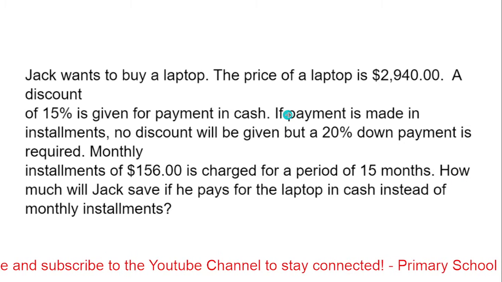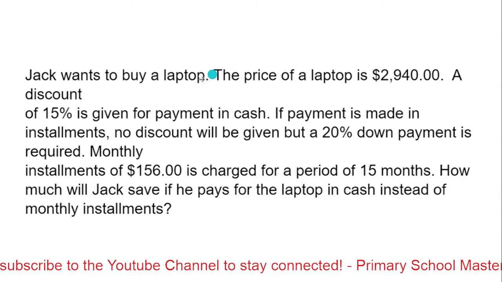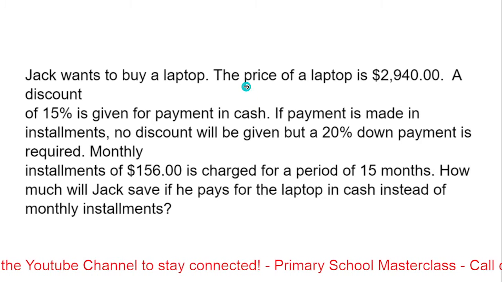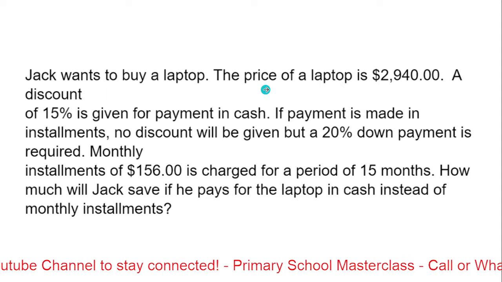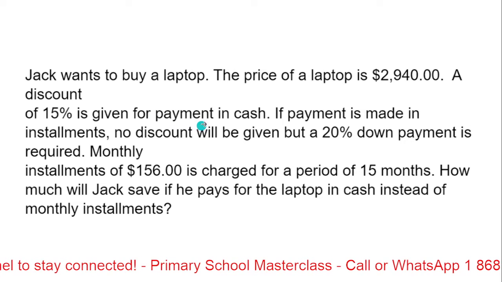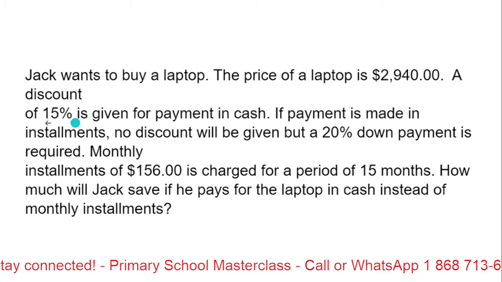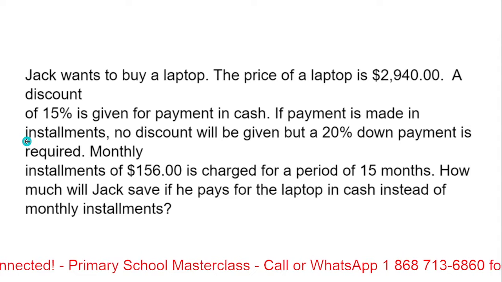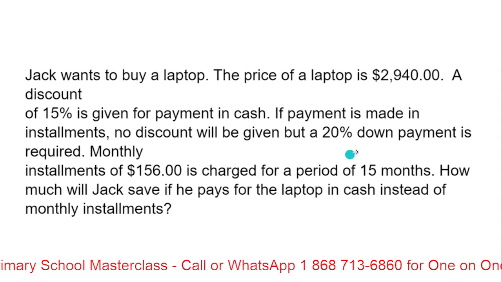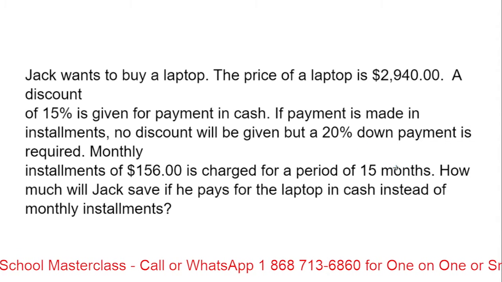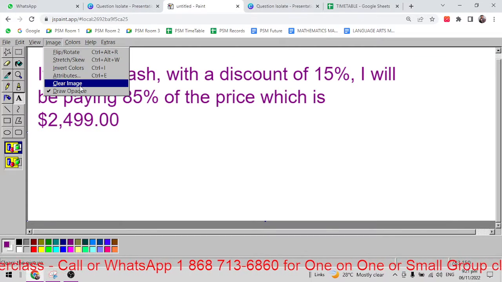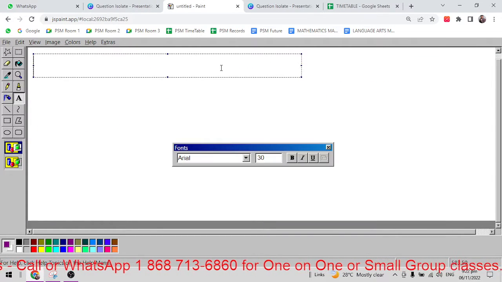All right. So we found out if somebody did pay one time, but what if somebody would pay in installments over a long period of time? If payment is made in installments, no discount will be given, but a 20% down payment is required. Monthly installments of $156 is charged for a period of 15 months. How much would Jack save? Okay, so let's calculate now if payment is by installments.